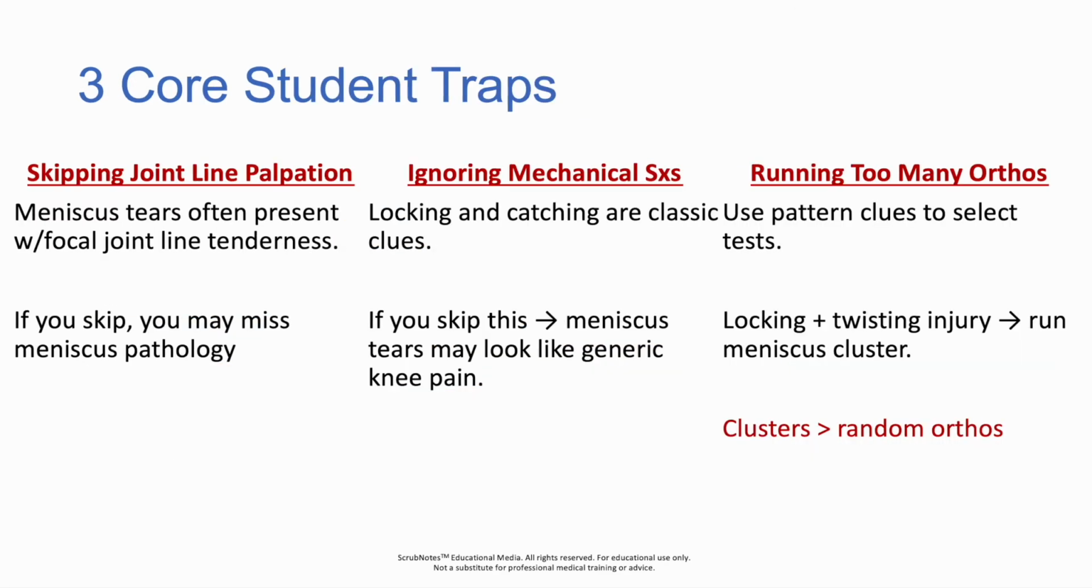Before we finish, here are 3 mistakes students often make during a knee pain chief complaint. First, skipping joint line palpation. Second, ignoring mechanical symptoms like locking or catching. And third, running just too many random orthopedic tests. If a patient has locking after a twisting injury, that pattern should immediately guide you toward the meniscal cluster.